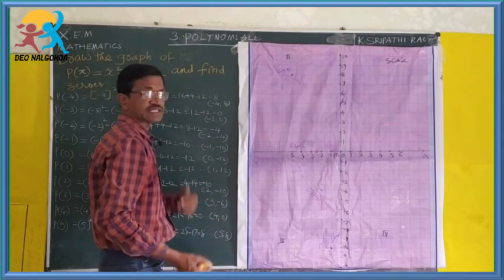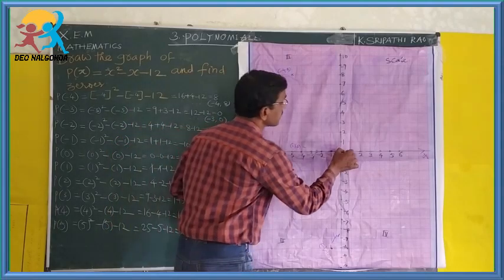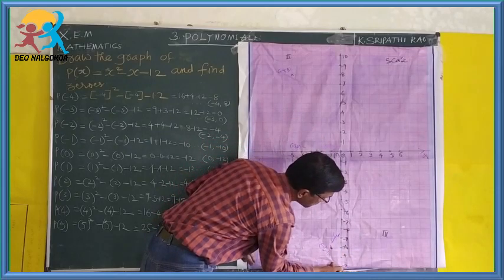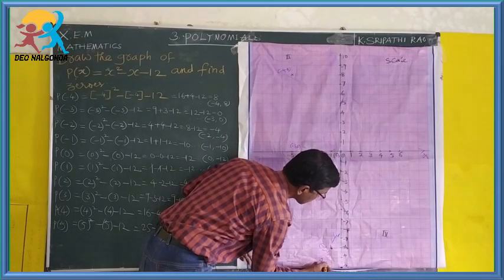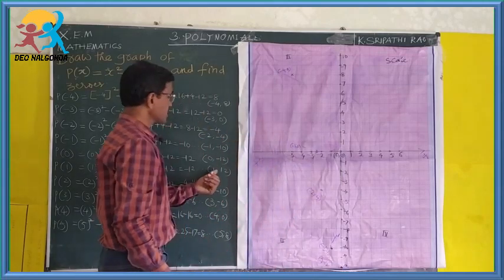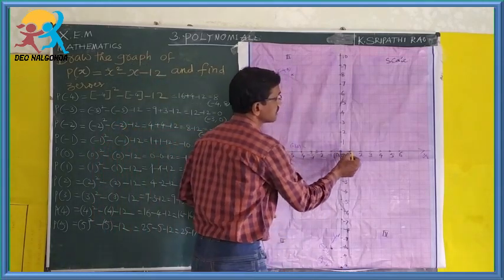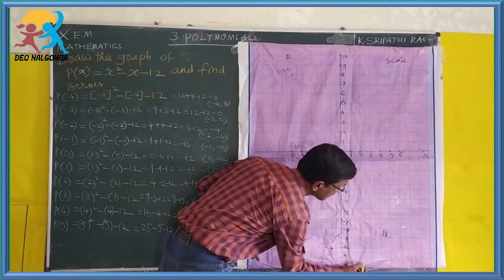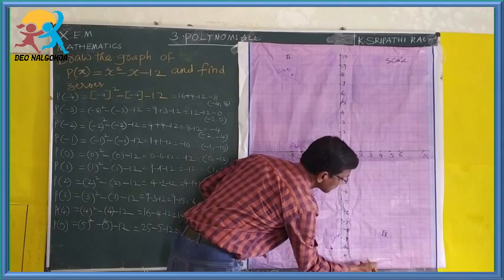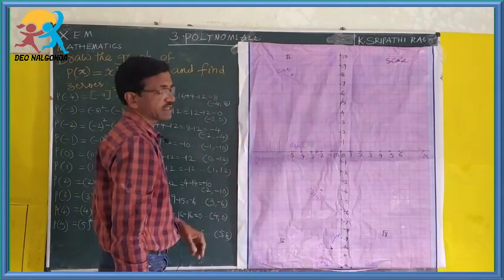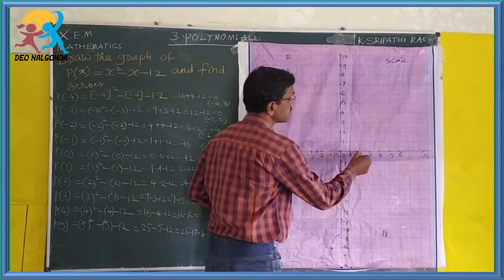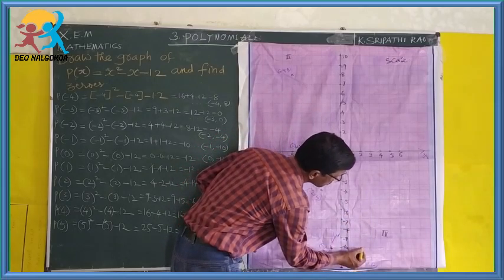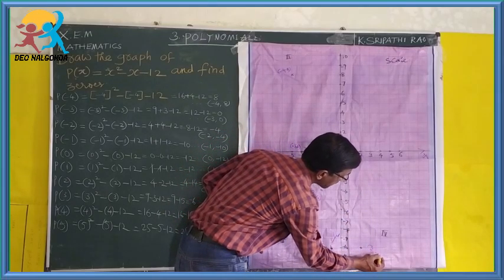Next 0 comma minus 12: 0 means here only, plus 12 means upward, minus 12 means downward, up to here, this is 0 comma minus 12. And 1 comma minus 12: 1 unit forward and 12 downward here, this is called 1 comma minus 12. Next 2 comma minus 10, 2 units forward, minus 10 means 10 units downward here. This is 2 comma minus 10.